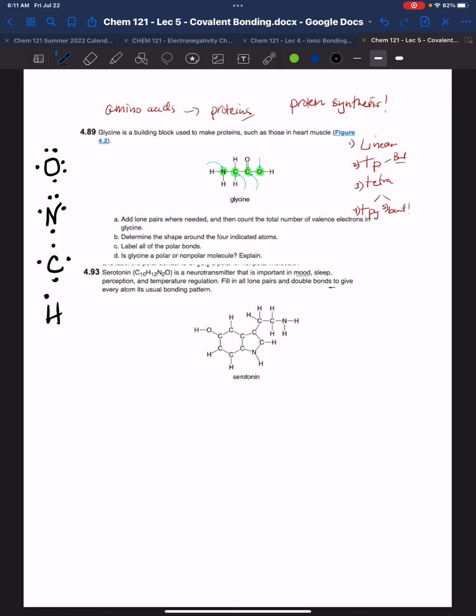And so when we put the lone pairs in here, it wants us to put in lone pairs, and then count the total number of valence electrons that are in glycine. So we're going to put in our lone pairs for nitrogen, two on the oxygen, and two on this oxygen. And then we're going to count up all of the valence electrons, reminding you that valence electrons are the ones involved in bonding, and there are two of them for every bond. We're going to count them.